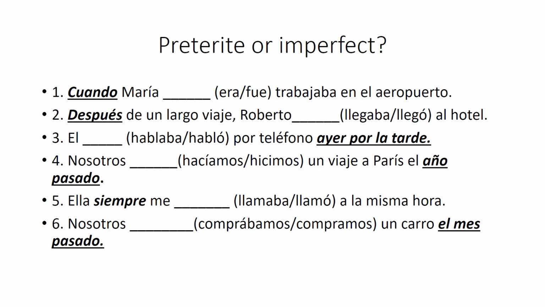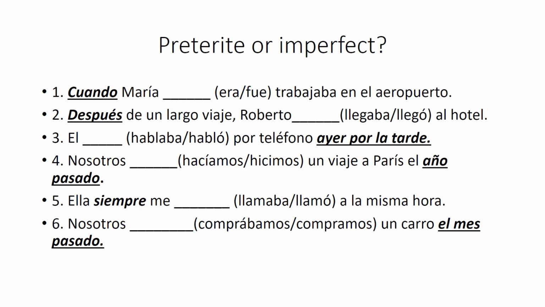Number 3. Él habló por teléfono ayer por la tarde. Preterite or imperfect? Pay attention to the keyword. Ayer por la tarde. I use the preterite. Él habló, preterite, por teléfono ayer por la tarde. I have a specific time frame. Ayer por la tarde. Completed action.